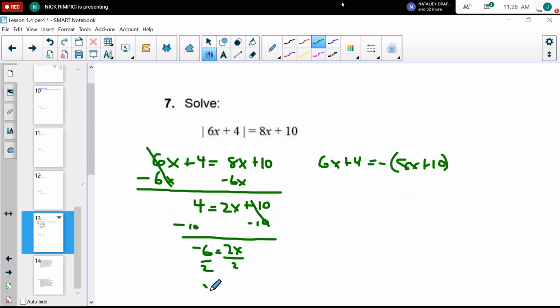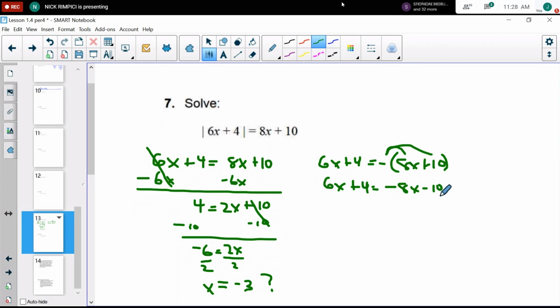And x might be, I'm not going to check it because it's your homework, so I don't want to take all the fun away. Negative 3, it may or may not be negative 3. You'd have to check that on your own, okay? That's something for you to look at. For this one, it's 6x plus 4 equals negative 8x and then minus 10, because when you negate the right side, you have to negate everything on the right side. So please use parentheses so that you don't make a mistake.